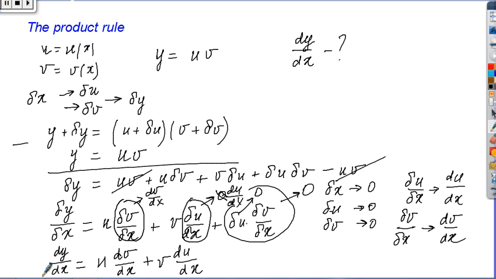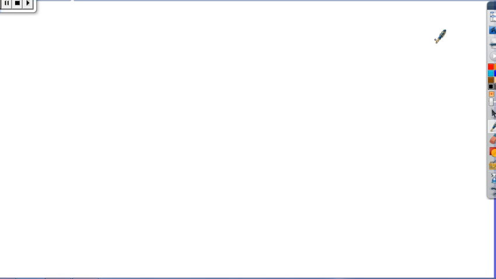So now what we've got is the rule for how to differentiate a function which is the product of two other functions. So we have dy by dx equals u times dv by dx plus v du by dx. This rule is called the product rule.